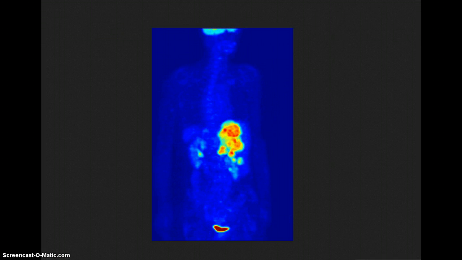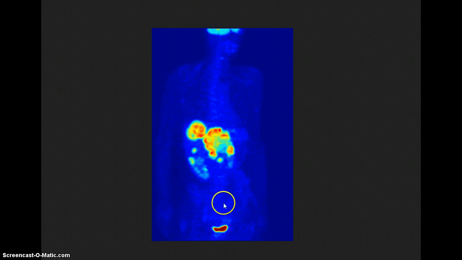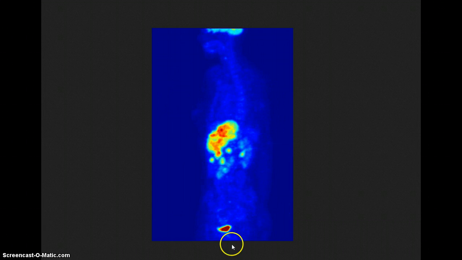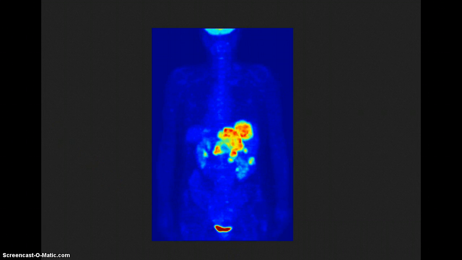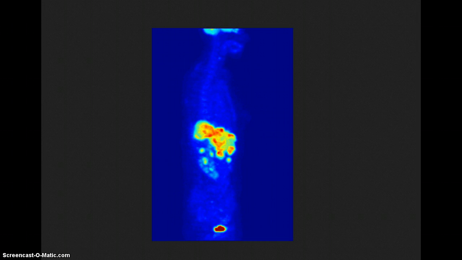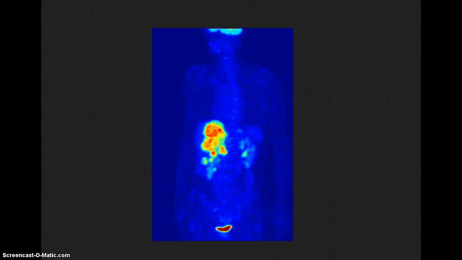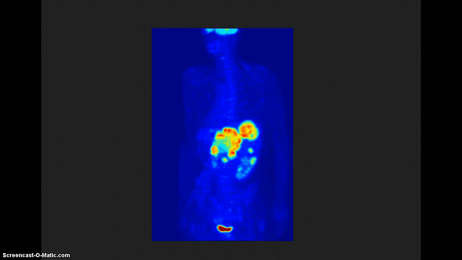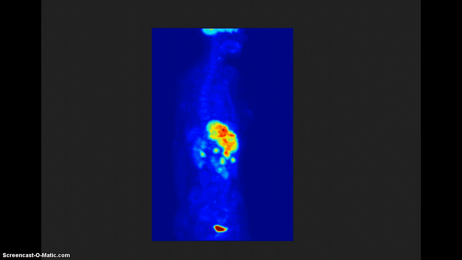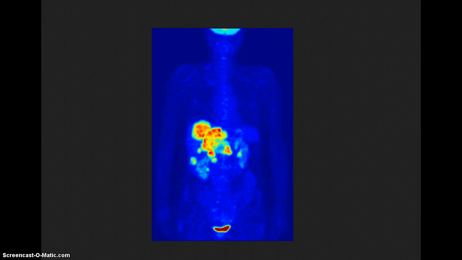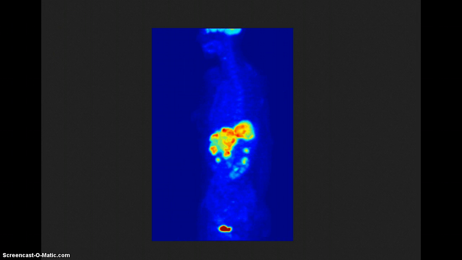This is an image of a person that got a PET scan, and unfortunately they have bladder cancer, and you can see that it's showing up on this PET scan. There's other normal activity that shows up, but a radiation tech and a doctor would be able to instantly see those images and realize that this person has a tumor in their bladder.